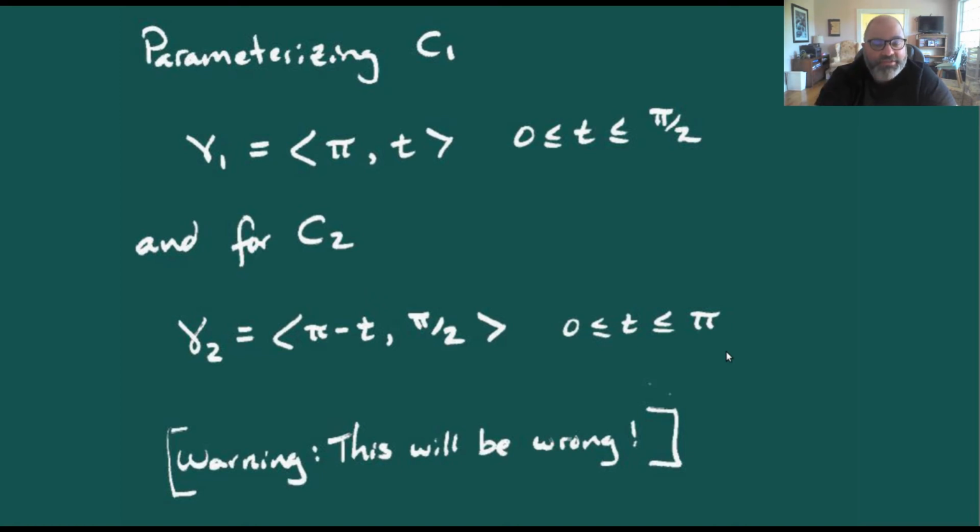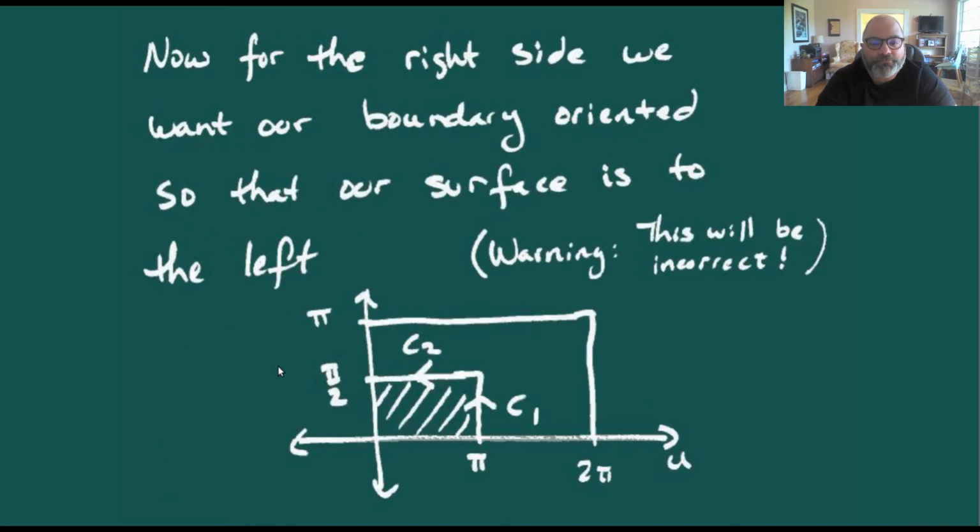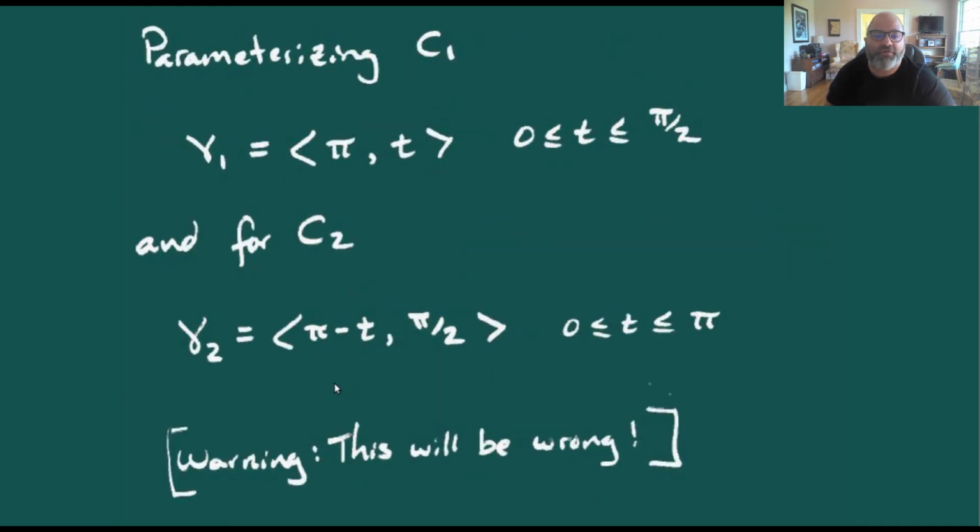If we parameterize C1, we get a curve gamma 1 that is just pi in the first value and t in the second value, with t going from 0 to pi over 2. For C2, we parameterize going backwards, with u going from pi down to 0 and v constant at pi over 2. So the orientation for that one is pi minus t and pi over 2 for v, with 0 less than or equal to t less than or equal to pi. Again, warning: if you're catching this in the middle of the video, this part is going to be wrong.